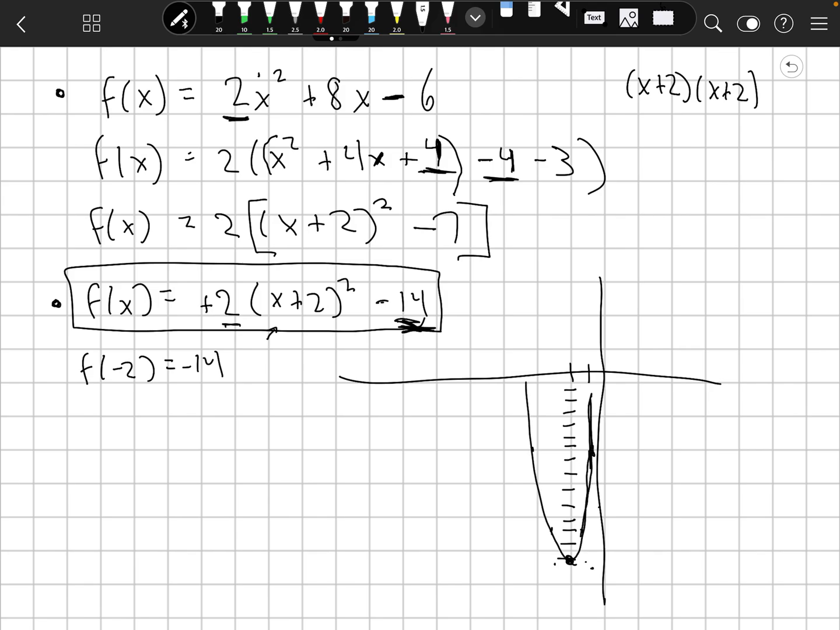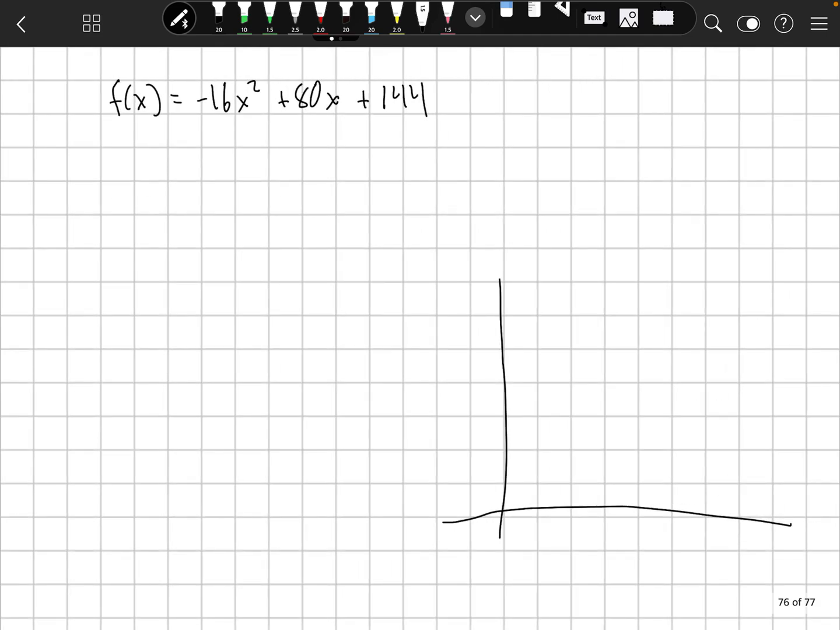If you were to graph this on a graphing calculator or GeoGebra, using either of these two forms of the equation of the function, you'd get the same sort of thing there. All right, so we know we have a minimum right there at -2, -14. Might be important if we had some kind of word problem.